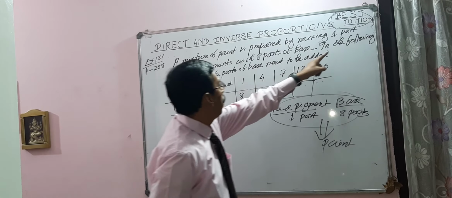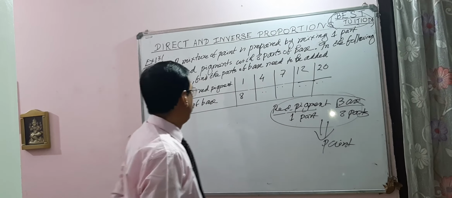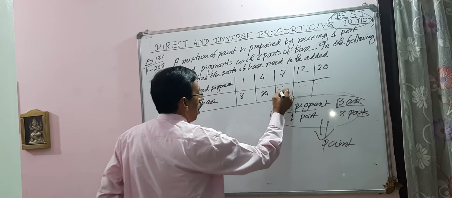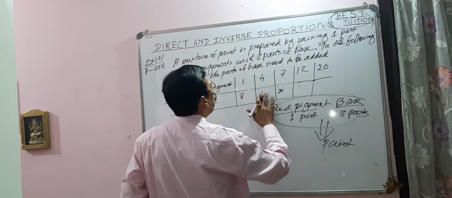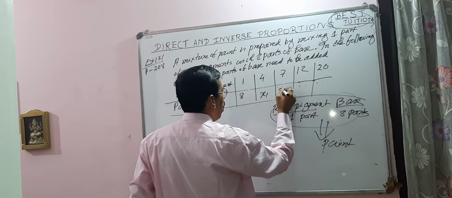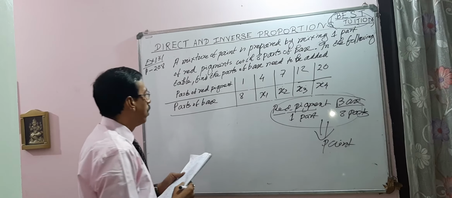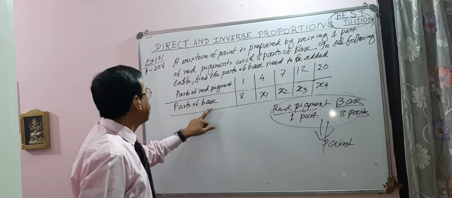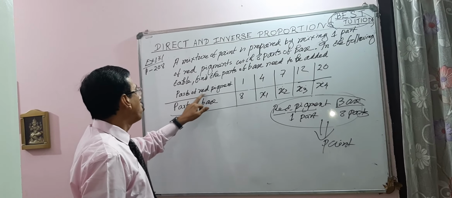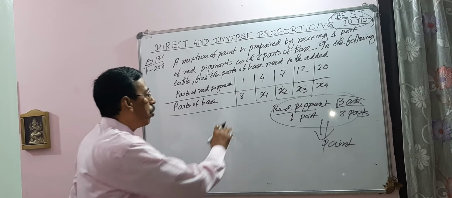Now, in the following table, find the parts of base need to be added. So first write, let x1 or y1, whatever, no problem. If x1, x2, x3, x4 be the parts of base required with the parts of red pigments to get the paint. Okay, so we have written this.